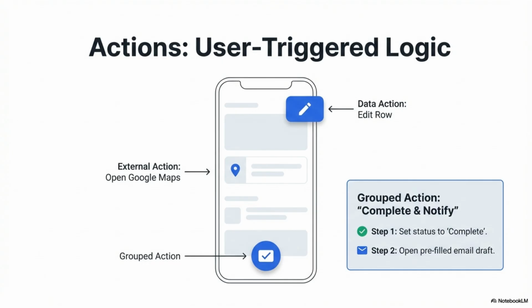Actions are user-triggered logic. They can be simple data actions like edit row, external actions such as open Google Maps, or grouped actions that perform multiple steps like complete and notify.